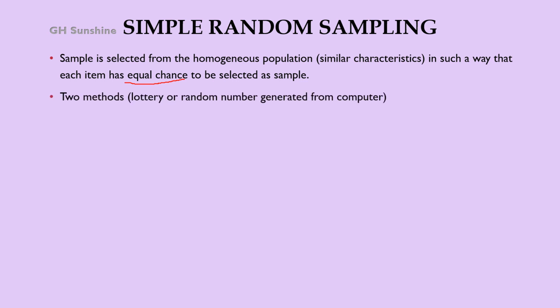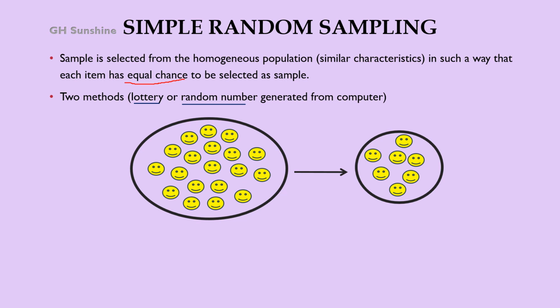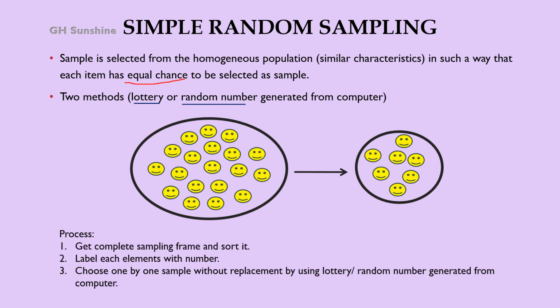Okay. Next, there are two methods of simple random sampling technique. First one is the lottery method, known as the lucky draw method. Second one is the random number method. Which method the researcher should use is based on the population size. So this is an example of how to use the simple random sampling technique to select the sample. The process here is to get the complete sampling frame.